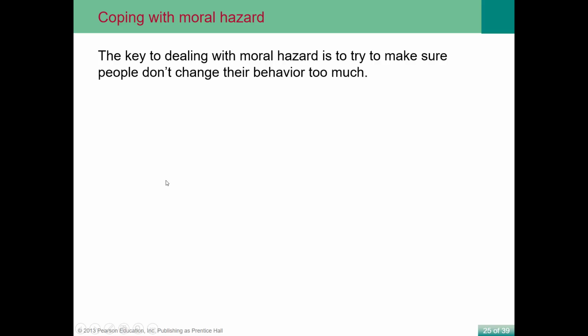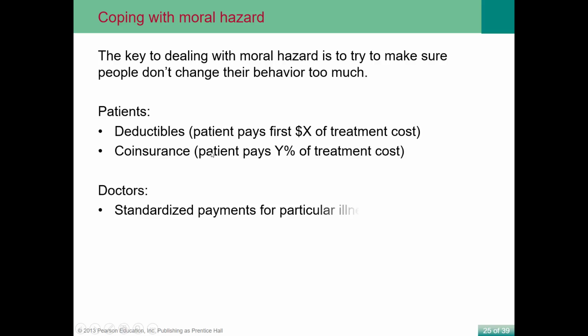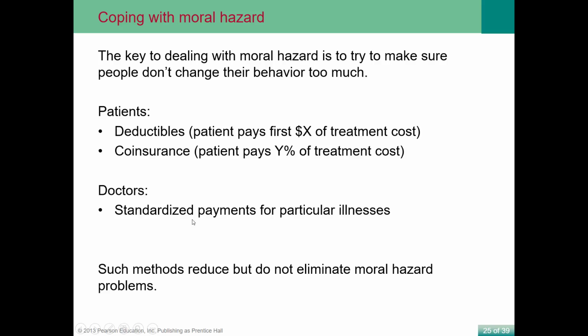The key to dealing with moral hazard is to make sure people don't change their behavior too much. For patients, one of the first ways is a deductible, where the patient pays the first X of treatment. I have a deductible. Trust me, it makes me question, do I really need to go to the doctor? Co-insurance is when the insurance company pays 80% and I pay 20% of the treatment. For doctors, they standardize payments for a particular illness. So let's just say I have diabetes, you can't charge me more than XYZ for this illness. Such methods reduce but do not eliminate moral hazard problems.